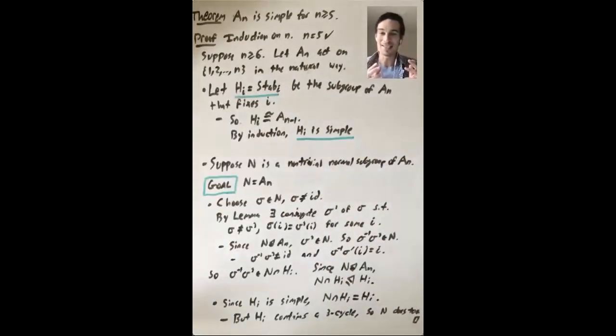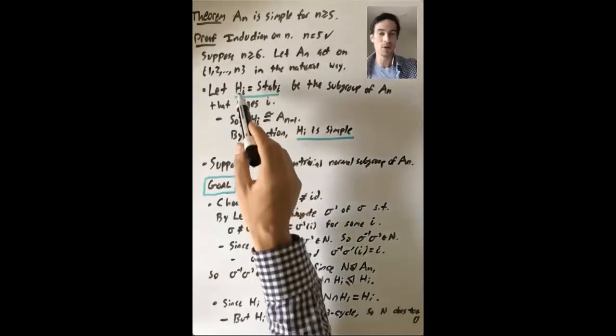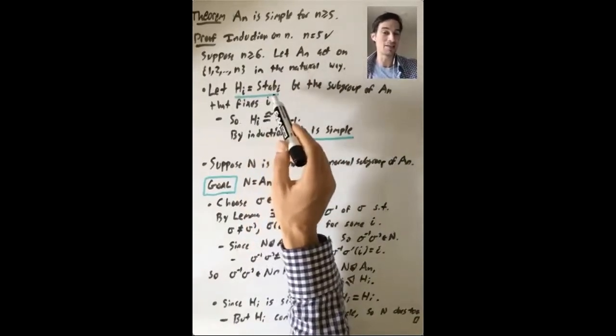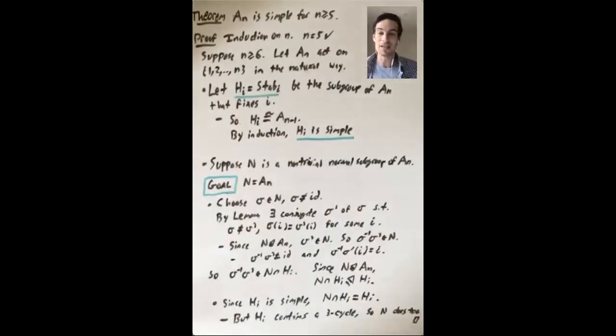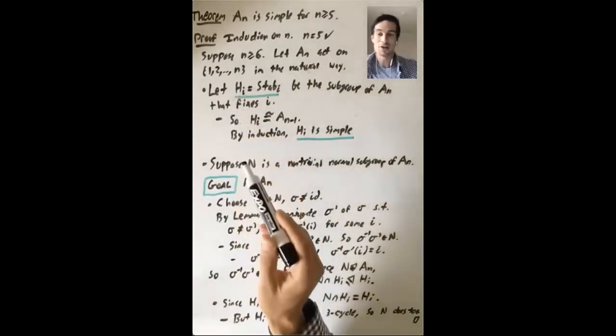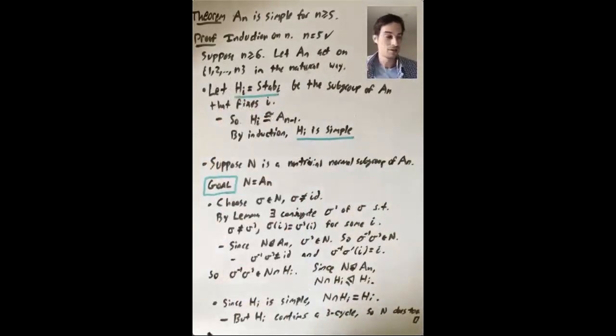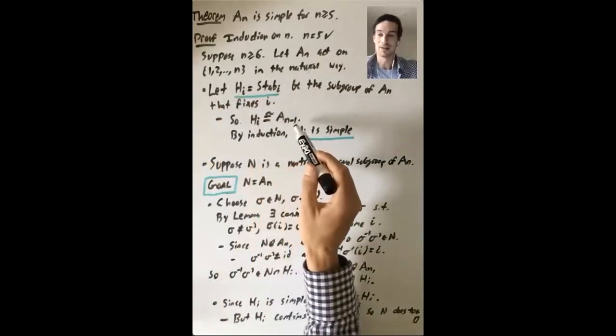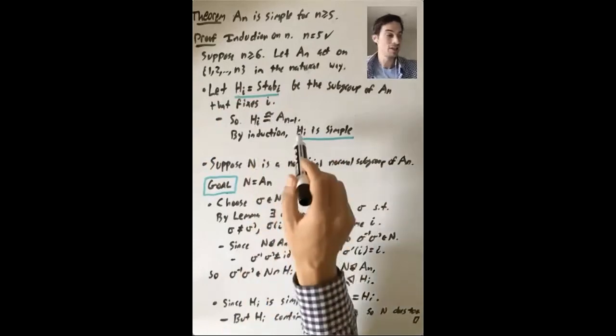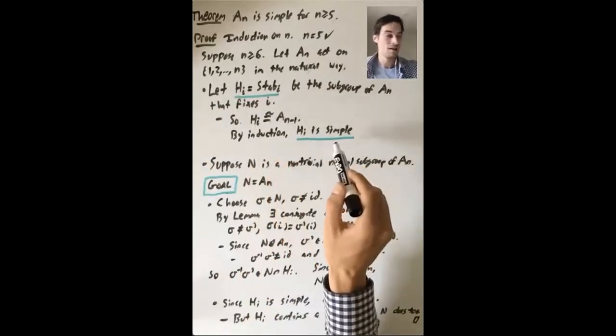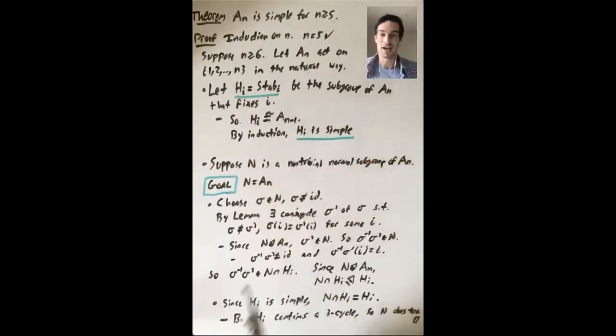And one of the key ideas is now we're going to define a bunch of special subgroups of A_n. We'll let H_i be the stabilizer of i for this action. It's going to be the subgroup of A_n that fixes i. So what does that look like? Well, now you have alternating permutations on all of the n-1 other things that are not i. So that exactly looks like a copy of A_{n-1}. And by induction, each one of these is simple. So H_i is simple for each i. This is one of the key ideas.